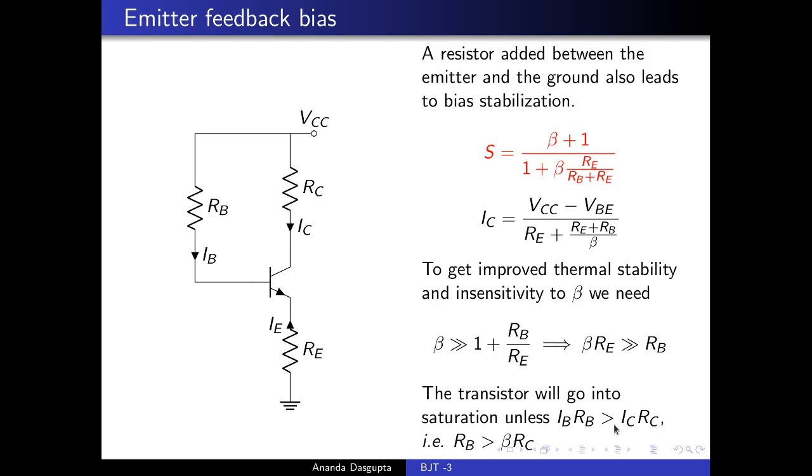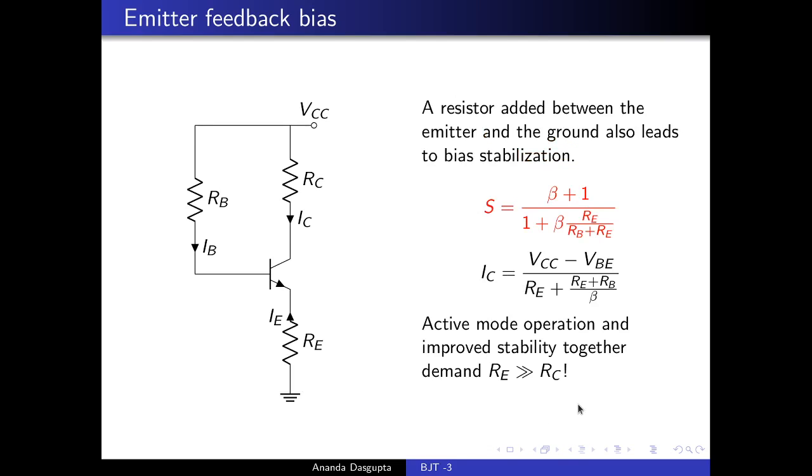Now you begin to see a problem. If you want good stabilization, both good thermal stabilization and beta stabilization, beta RE, the quantity, must be much bigger than RB. On the other hand, if you don't want to go into saturation, RB must be much bigger than beta RC. You take both of these together, this actually tells you that the emitter resistance, the RE, must be much bigger than RC.